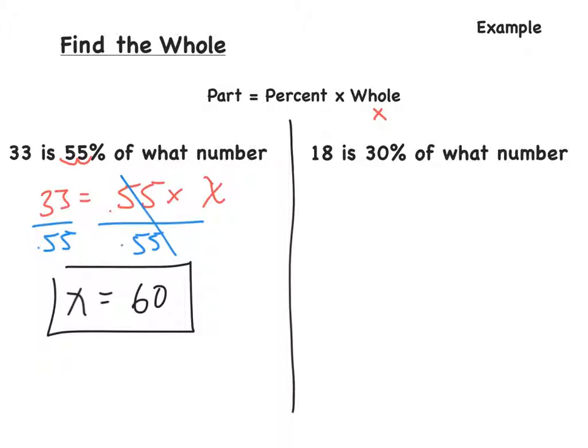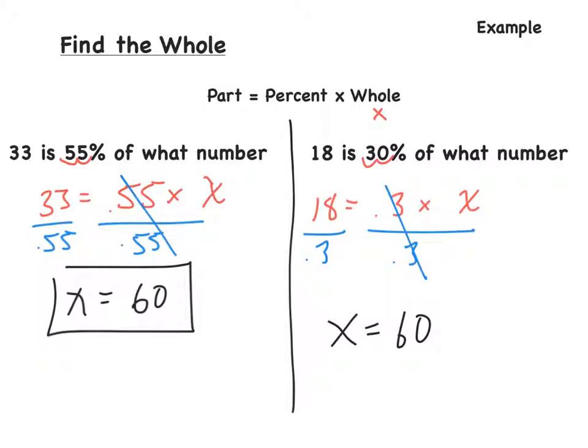Now what I want you to do is pause the video, try this one off to the right, unpause it when you're ready to see what I've done. Okay, with the part, it says 18 is 30%, write that as a decimal. So that's 3/10 of, which is multiply, what number? So that's going to be our variable. Now solve that. Divide by 3/10. Those cancel out. 18 divided by 3/10 is 60. So in this, 18 is 30% of 60.